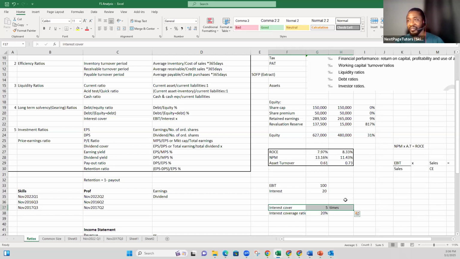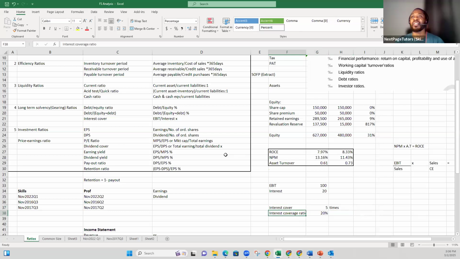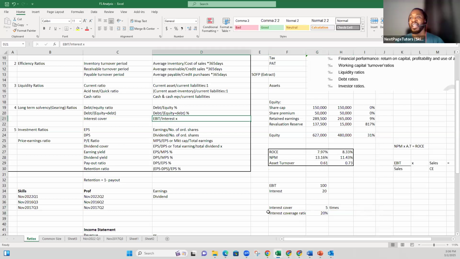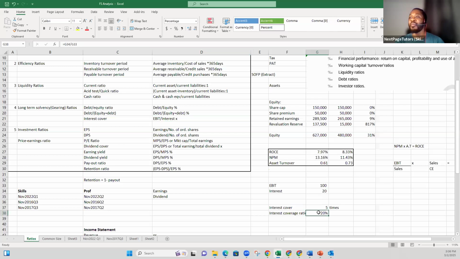Is this clear? Yes. But if you want to express it the other way around, like I said, where it will now become interest over EBIT times 100, that will then become 20 over 100 times 100. And that's what I have here as 20%.